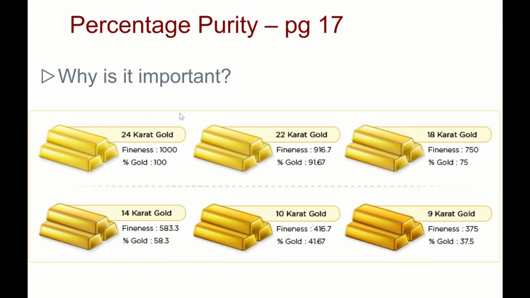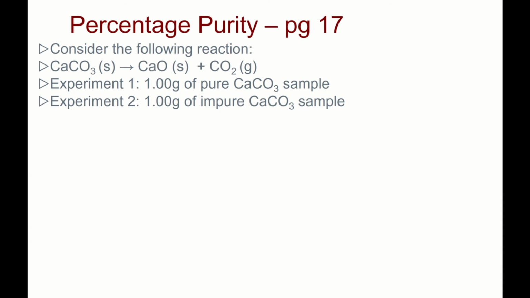You don't want to produce a medicine that's not pure, otherwise it will impose health problems for those consumers. So let's take a look. Now I have this reaction. Experiment 1: I have 1 gram of pure calcium carbonate. Experiment 2: I have 1 gram, the same mass, of impure.